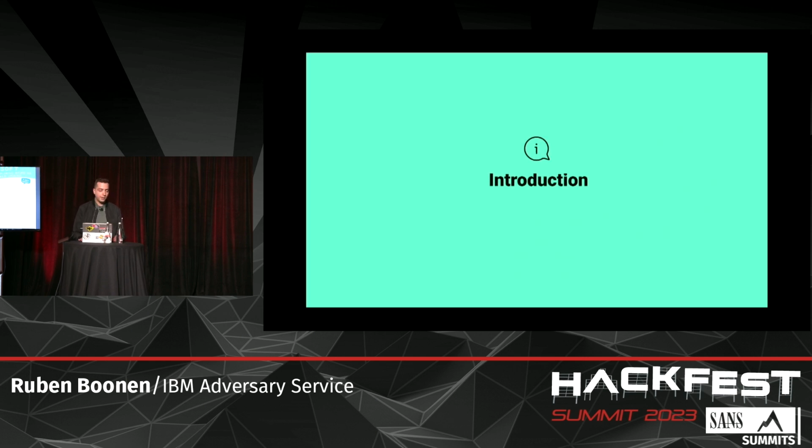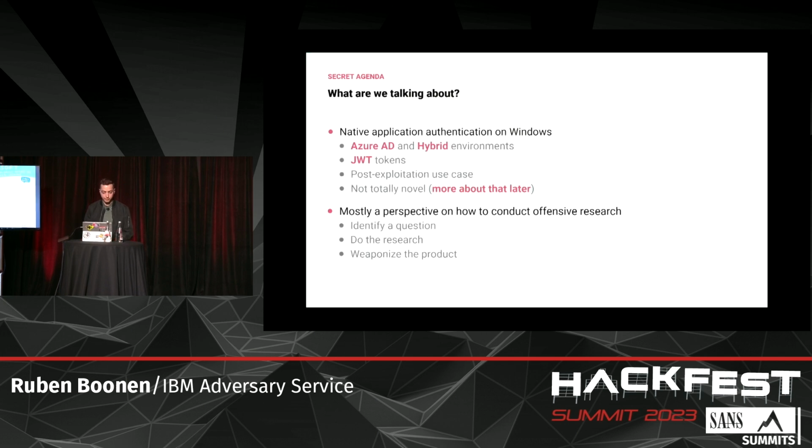Good. So we just have a small introduction here, on what we're talking about today. Obviously, we're talking about how native applications authenticate on Windows when they're in Azure AD or hybrid environments. We'll look at JWTs, which are JSON Web Tokens, which are just sort of authentication tokens that these applications use. We'll look at the post-exploitation use cases of those, and we'll see how this is not really novel, but we'll get to that later.